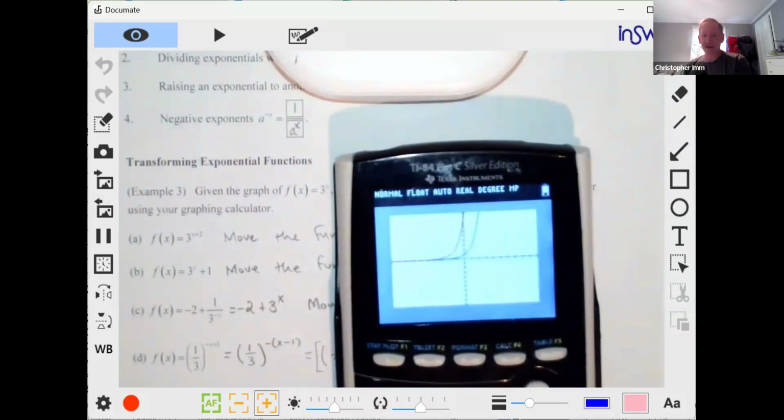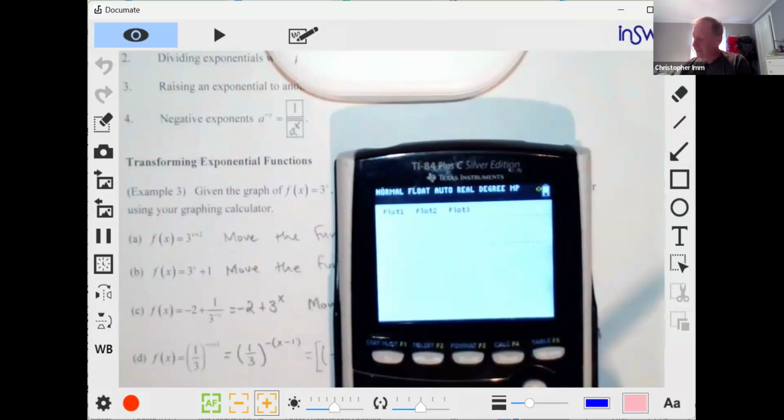Let's look at C. So C, the original that we have there was -2 plus 1 divided by 3 to the negative x.